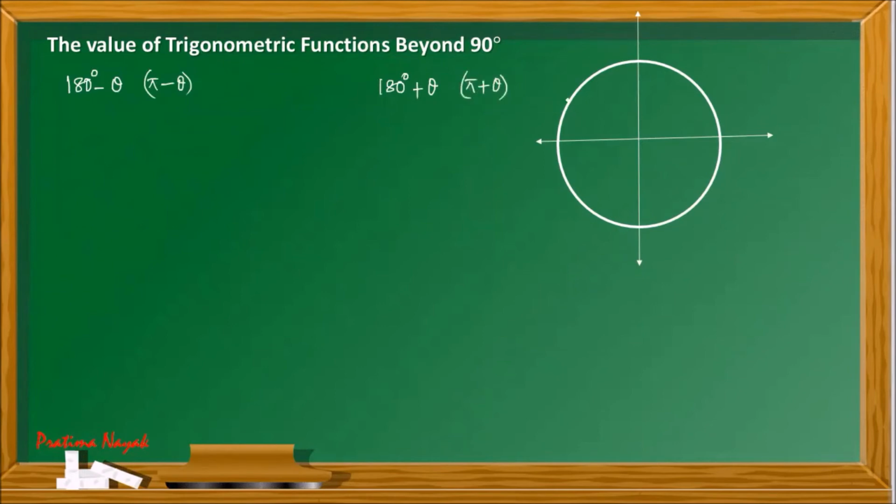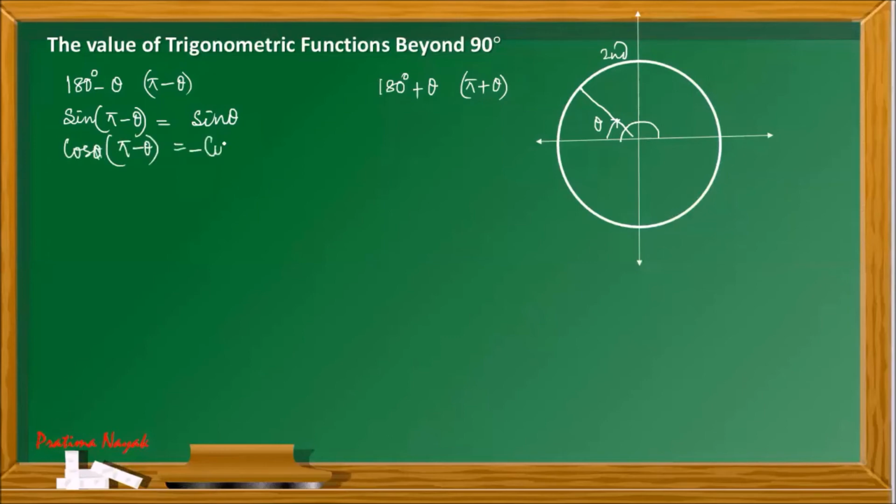So when 180 minus theta, that means pi minus theta, means pi, again you're going back theta angle from your anti-clockwise direction. So sine pi minus theta is in your second quadrant. Pi minus theta in second quadrant. So it will be same as your sine theta because sine is positive. But when you write cos pi minus theta, it is equal to minus cos theta.